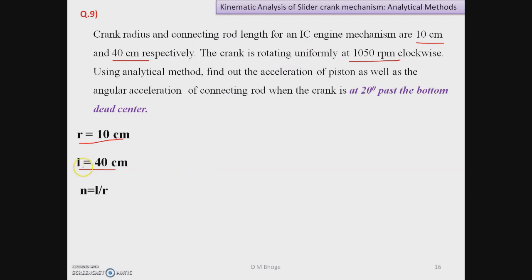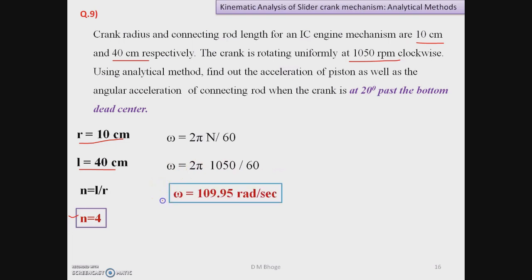So from the values of L and R, we will determine N, which equals 40 divided by 10, which is 4. So crank speed is 1050 rpm clockwise. In radian per second, omega equals 2 pi N upon 60, which gives omega as 109.95 radian per second.